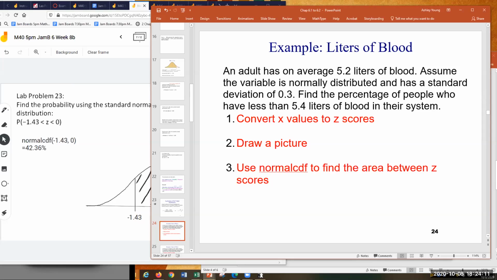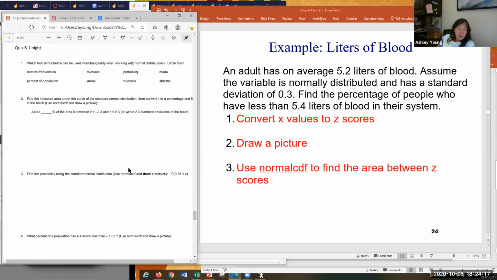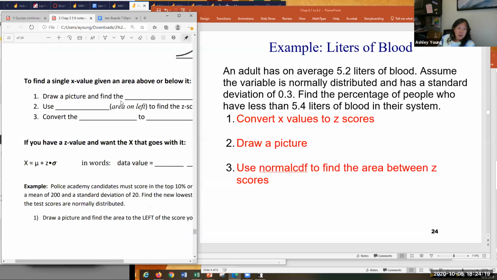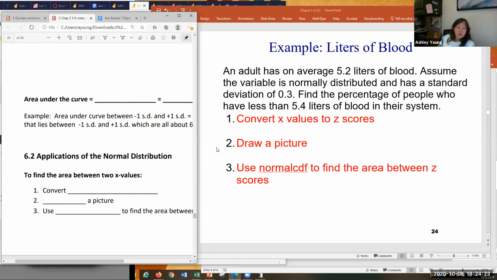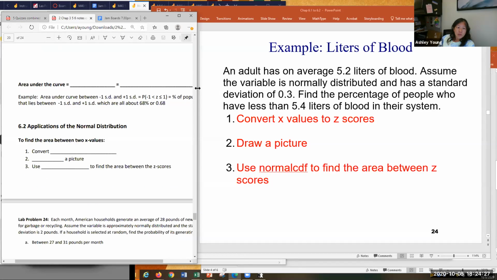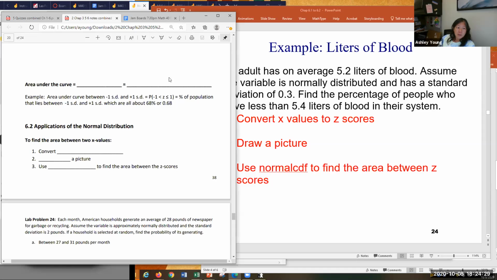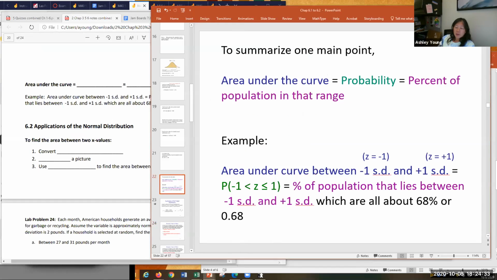Perfect. Thank you. So convert values. If you weren't sure, we are now right here, area under the curve. So we've just done this part, right? That was the last slide here.